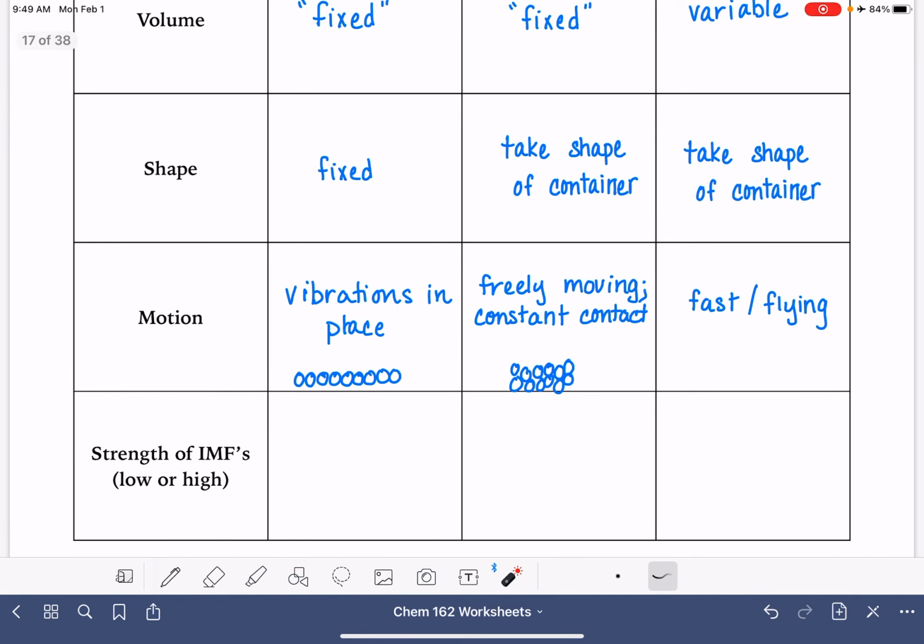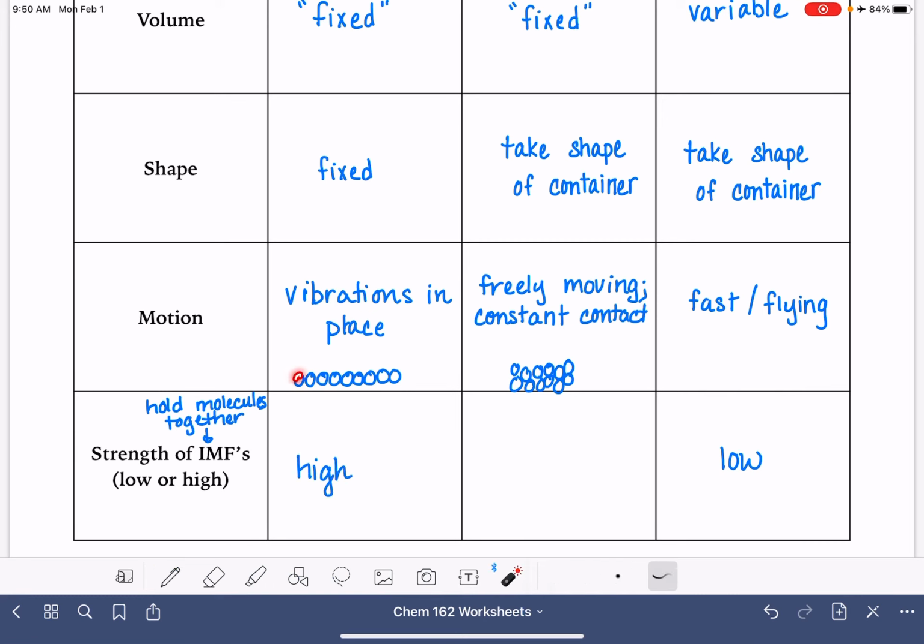And the last thing that we're going to talk about is the strength of the intermolecular forces. The intermolecular forces being the forces that are helping to hold the atoms or the molecules together in a sample. So since gas molecules aren't even in contact with each other at all, they have very low intermolecular forces. There's not a lot of forces that are holding them together. They're not even together.